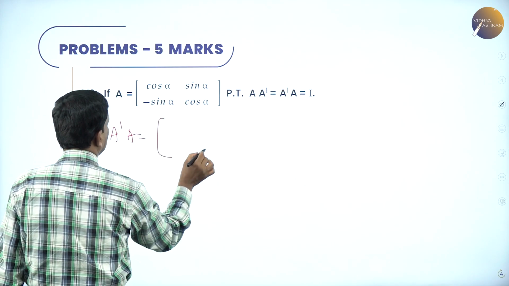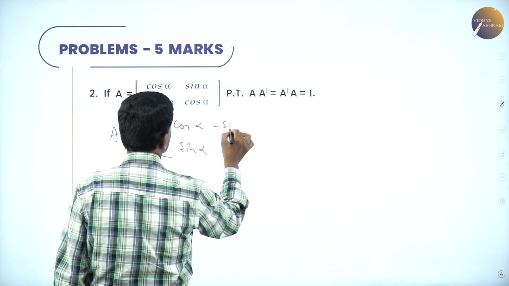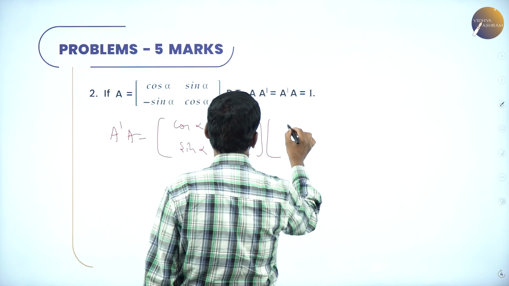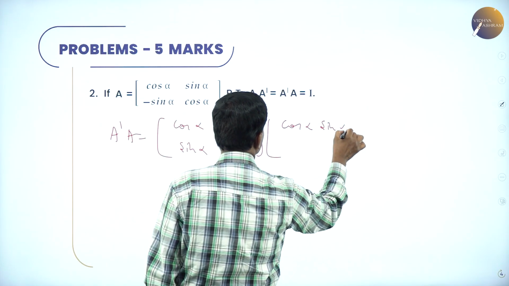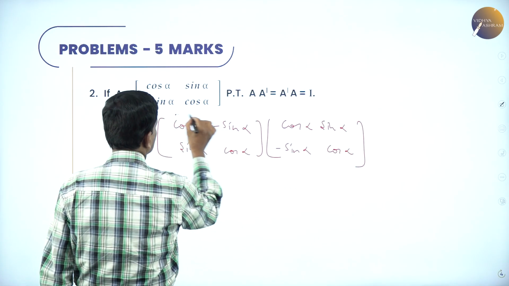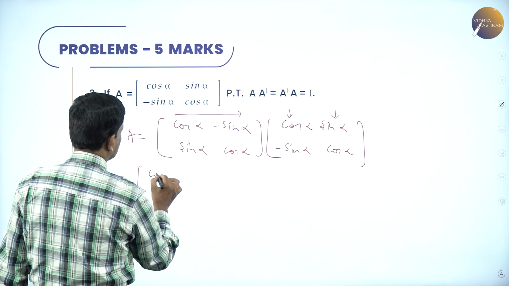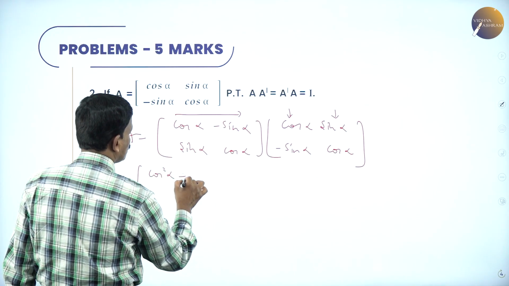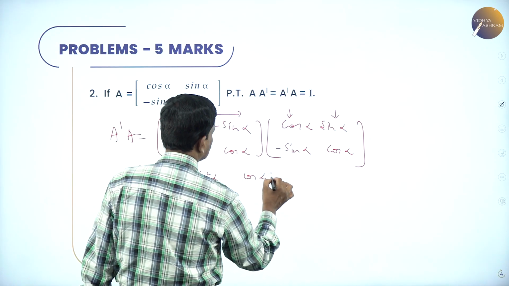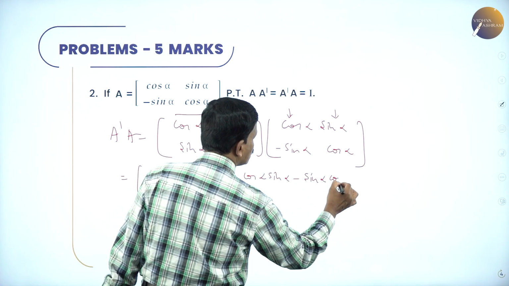A dash into A. A dash, the transpose of this, is cos alpha sin alpha, minus sin alpha and cos alpha, into the given matrix, the same matrix, that is cos alpha sin alpha, minus sin alpha and cos alpha. Multiply this, usual multiplication, first row first column, second column. This is equal to cos into cos is cos square alpha, minus into minus plus, sin into sin is sin square alpha. Again cos alpha sin alpha, minus into plus minus sin alpha into cos alpha.